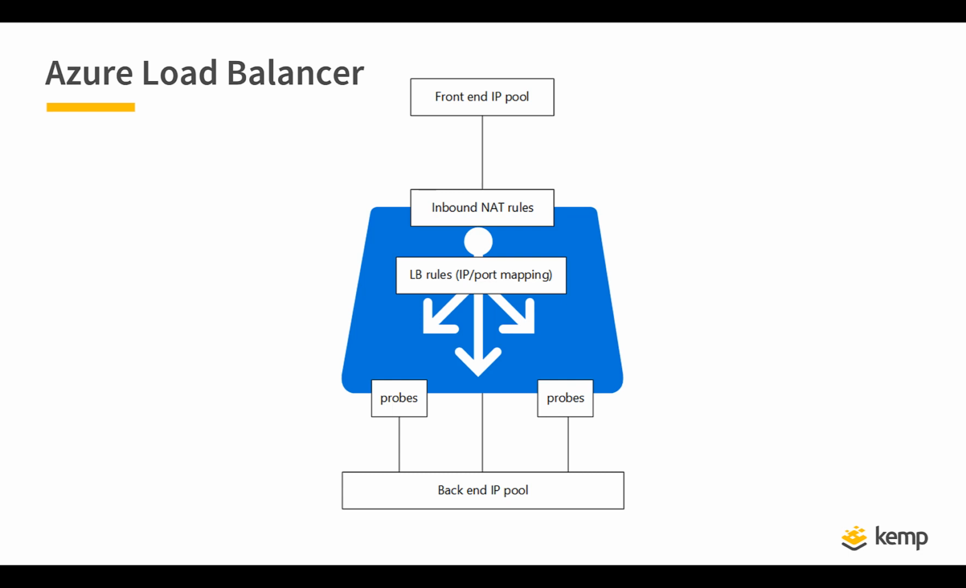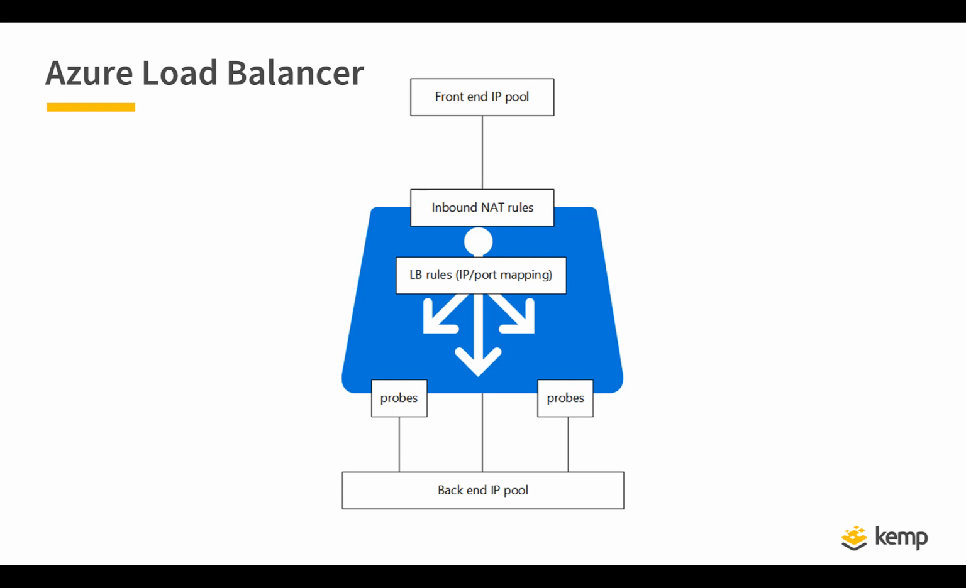An inbound NAT rule will forward traffic from a specific port of a specific front-end IP address to a specific port of a specific backend instance inside the virtual network. Then we can configure load balancer rules, which are the ones that tell the load balancer what needs to be done and when. We can also configure the health probes.